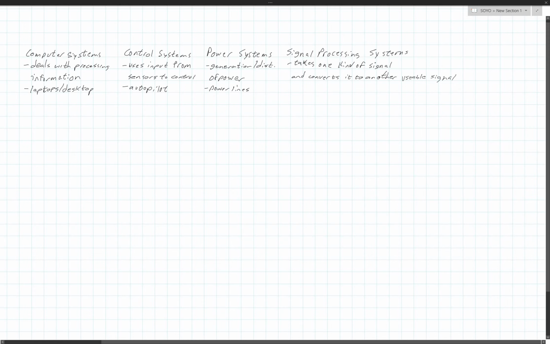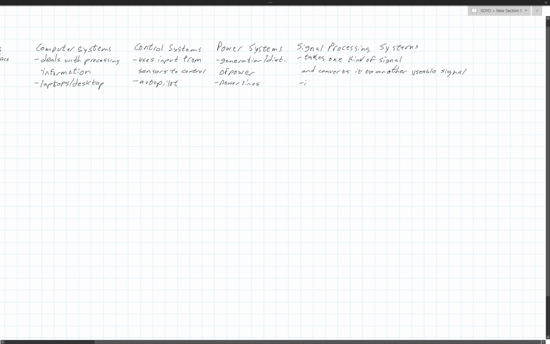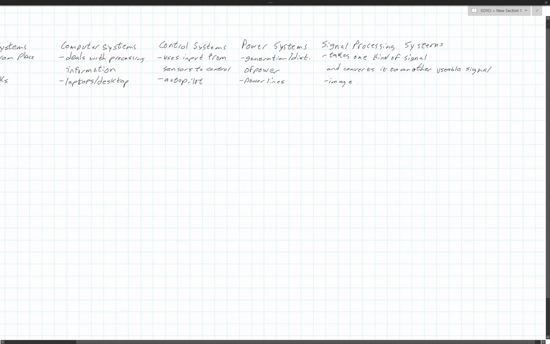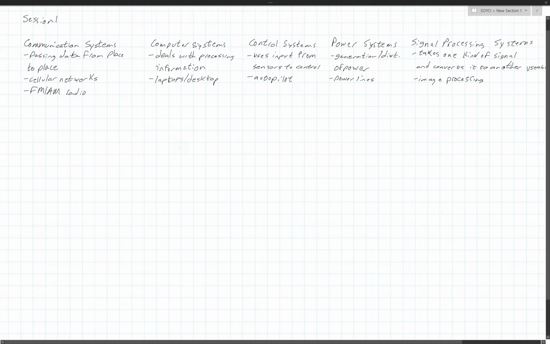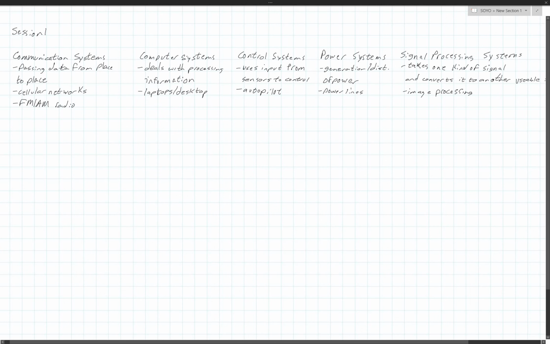Alright, I'm just going to run off to the side here. Doesn't look pretty, but this could be image processing, some forms of data compression, or MRI, CAT scans, stuff like that would all be under the idea of signal processing systems. So these are the main areas that we can look at for electrical and computer engineering, which is the whole point of this entire series.